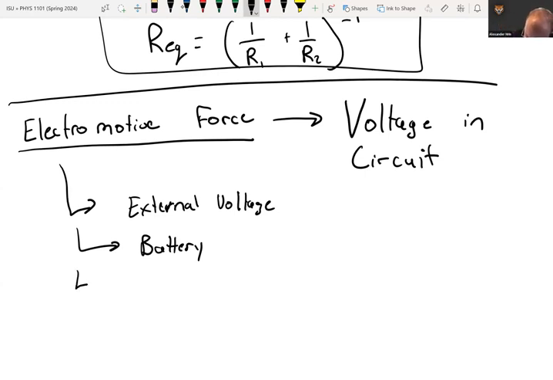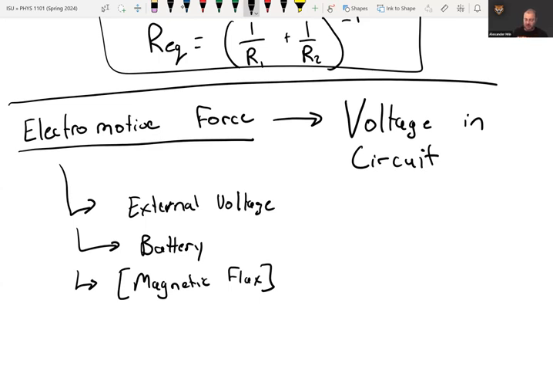You can also have an electromotive force from an electrical generator. We'll talk about this later, in the next lecture. You can also have an electromotive force from what we call a change in magnetic flux. I don't want to get into that now because that's a little beyond the scope. I'll talk briefly about that in the one lecture I'm going to give on magnetism. But basically the idea is an electromotive force generates a voltage, okay?